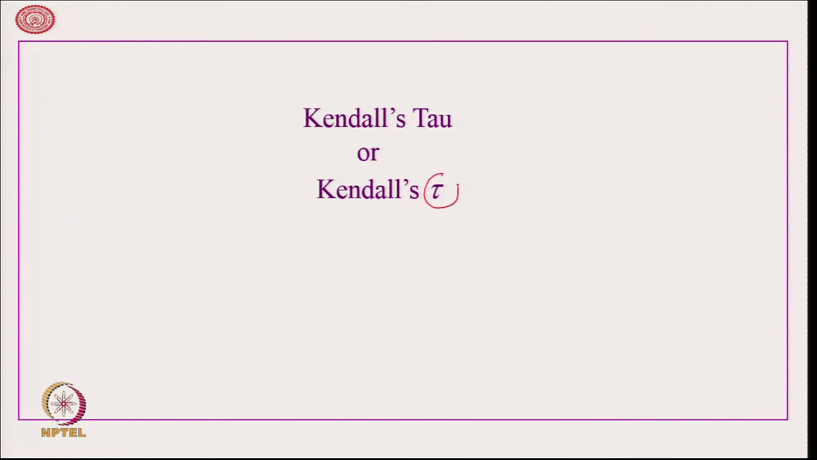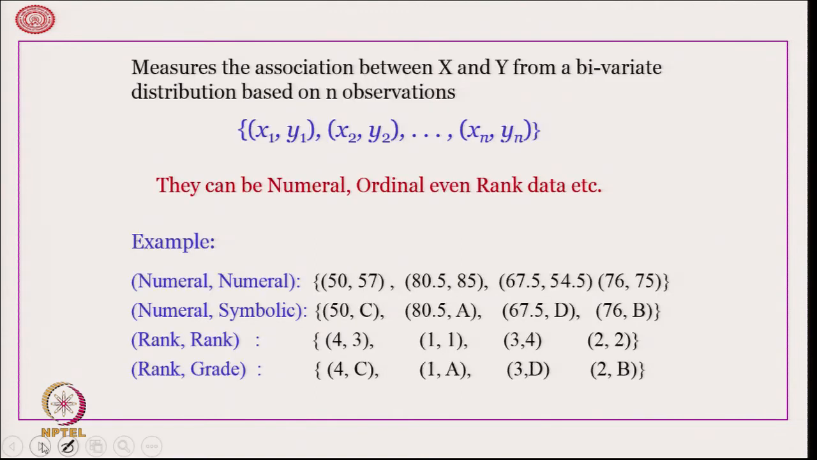Often it is written like this, from the Greek alphabet tau. So, what is it? It measures the association between x and y from a bivariate distribution based on n observations. So, let x1 y1, x2 y2 up to xn yn be the n pairs of observation taken from the bivariate distribution. They can be numeral, they can be ordinal, or they can even be rank data.